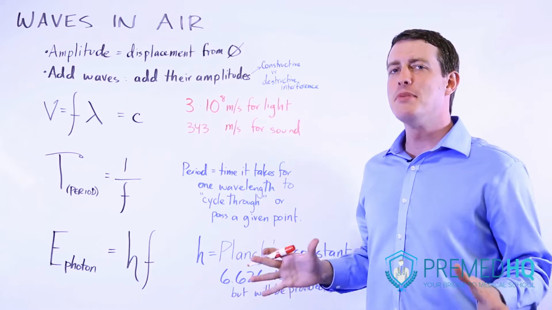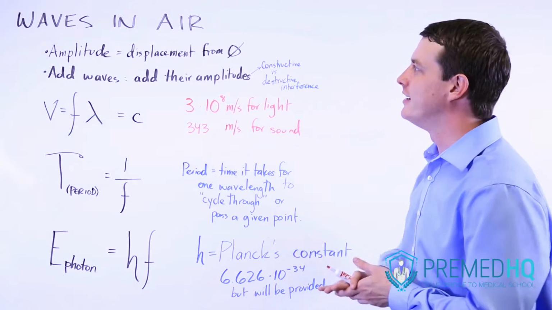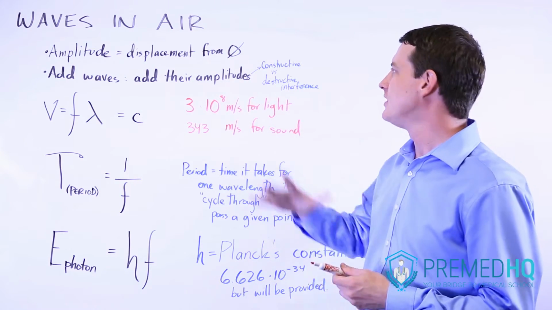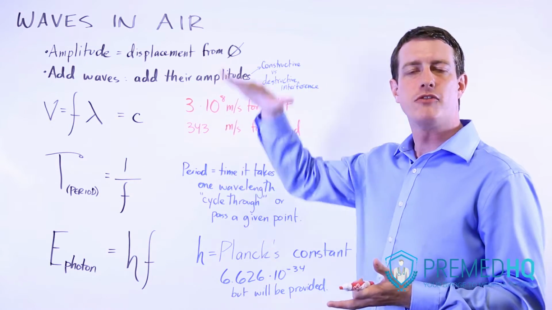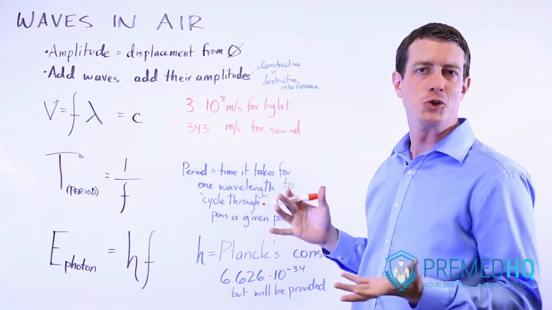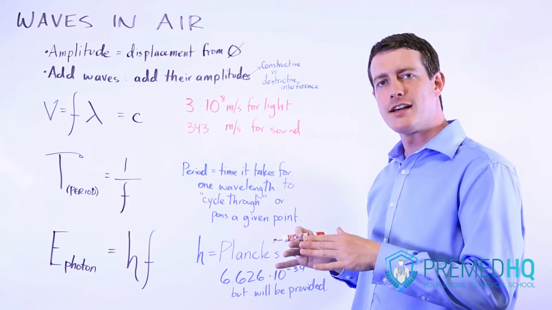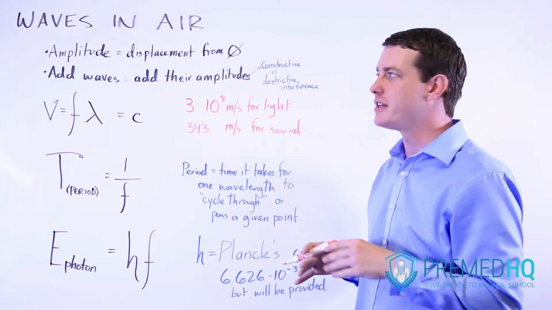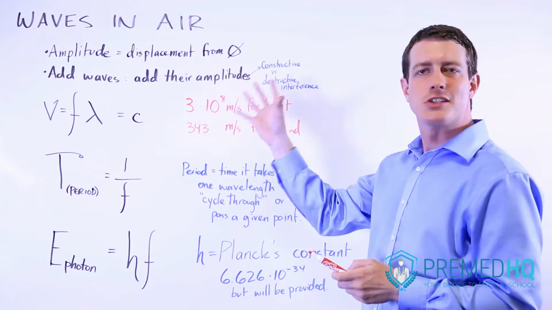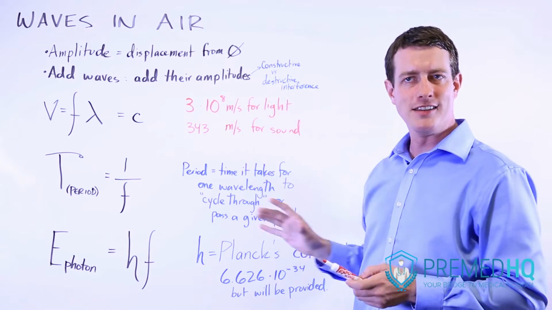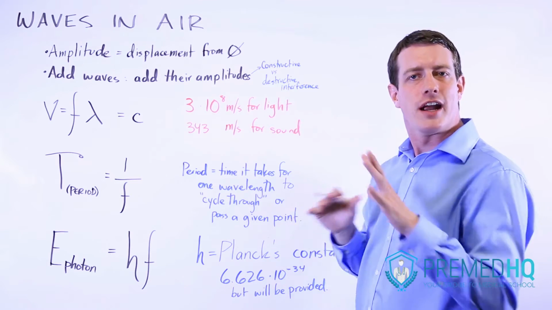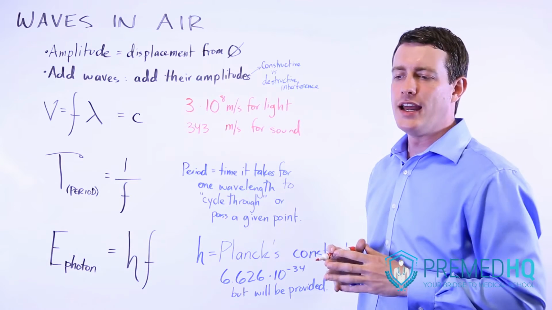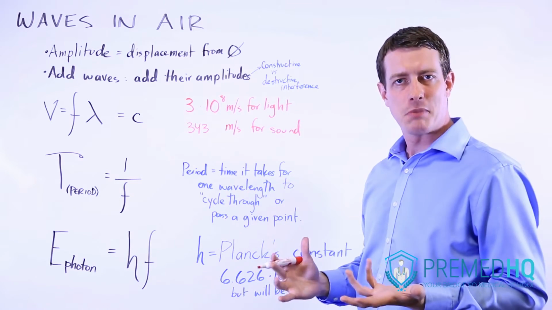All right, here are some of the basics of analyzing waves in air. The first thing to realize is that the amplitude is simply the displacement of the waveform from zero, or from a neutral position. A lot of times that's measured at the point of maximum displacement. Amplitude relates to intensity, but we won't be covering that in this video. When you're adding waves together, you add their amplitudes to each other, and that can result in interference patterns.